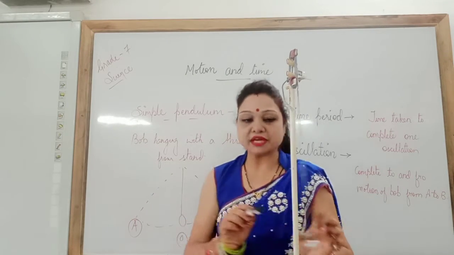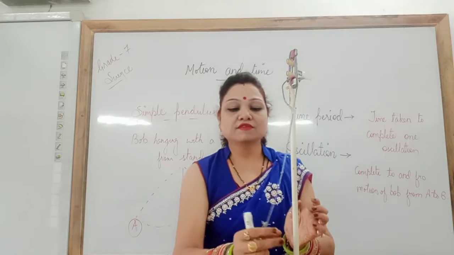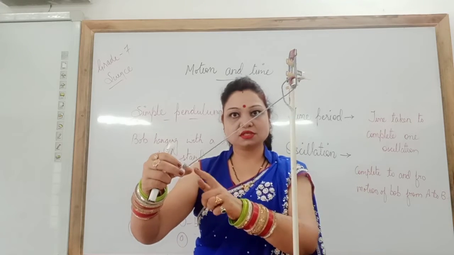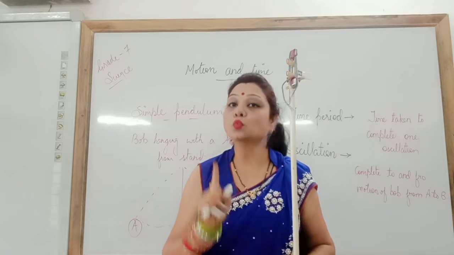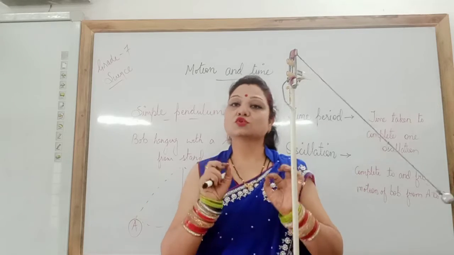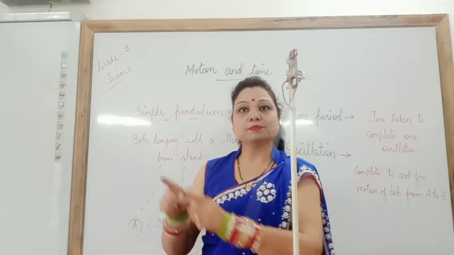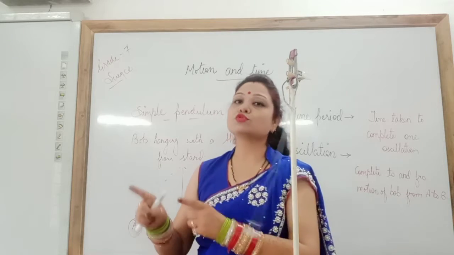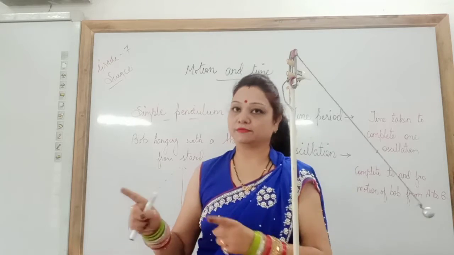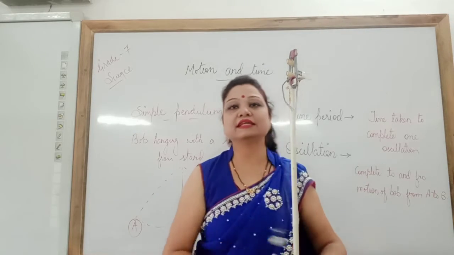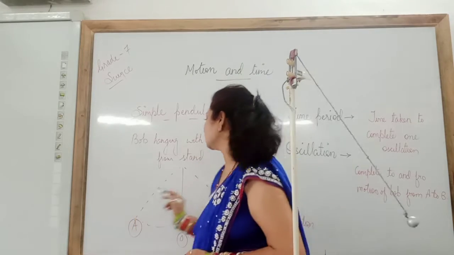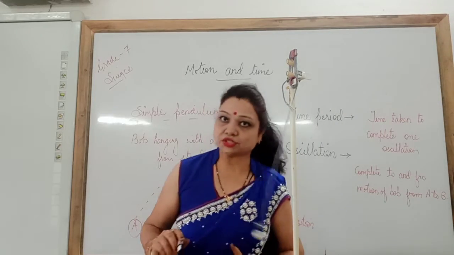So when this pendulum moves from one extreme position to the other and then comes back, it is called one oscillation. So what is one oscillation? Complete to and fro motion of a pendulum, right? From one extreme position to the other and then coming back. It is called one oscillation.